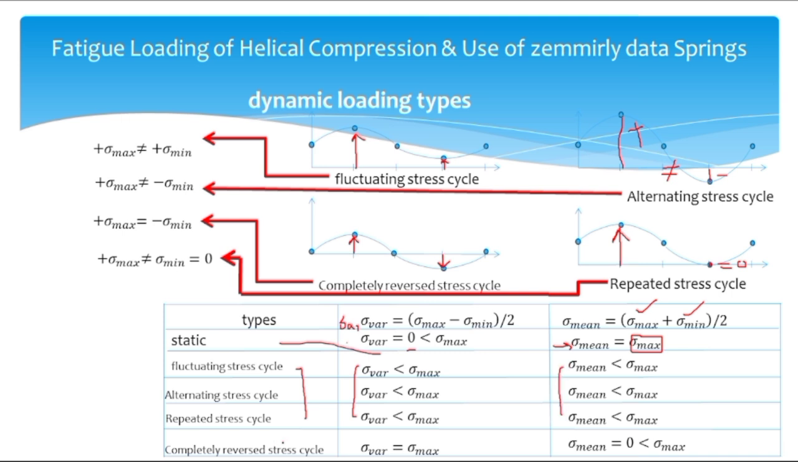In case of completely reversed stress cycle or completely reversed load, the sigma variable is equal to sigma max and sigma mean is equal to 0, which is less than sigma max. So I have discussed these things in my previous lectures as well.